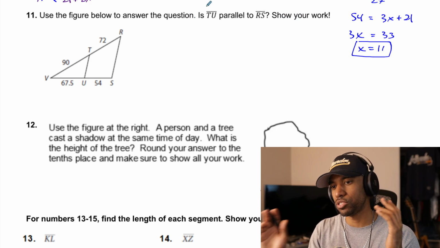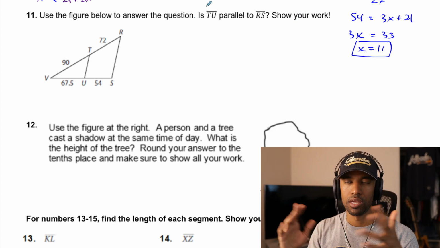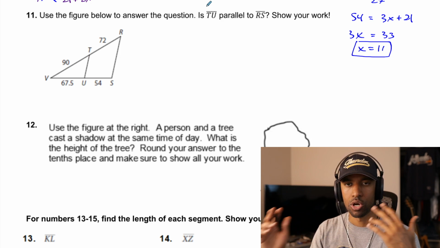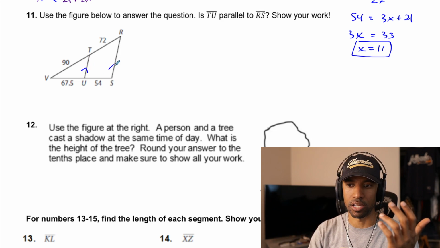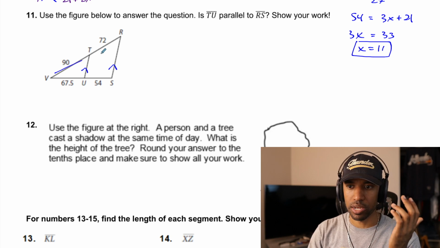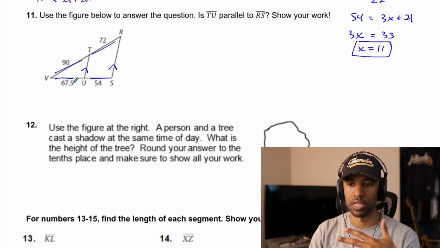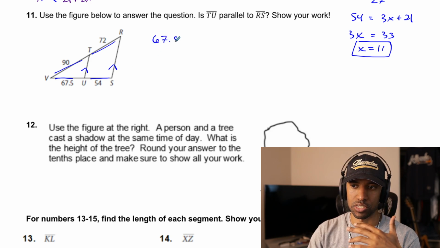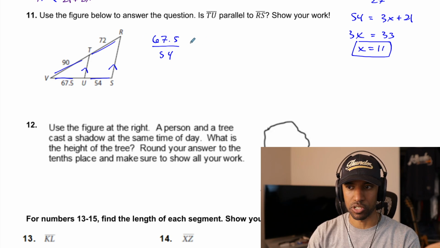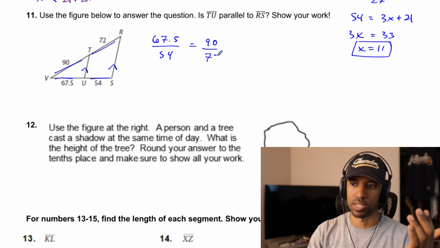So there's a theorem called the side splitter theorem, or triangle proportionality theorem, which says if you do have two parallel lines here, then the split portions of the segments would be proportional, in such a way that I could do, say, 67.5 over 54 is equal to 90 over 72. Straight up, set it up.